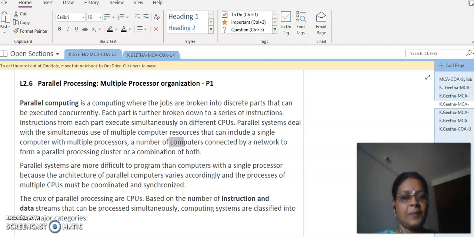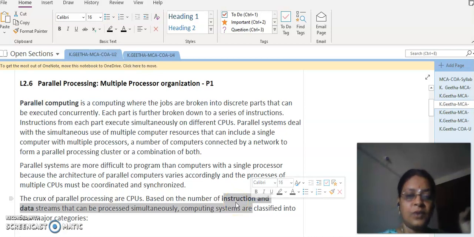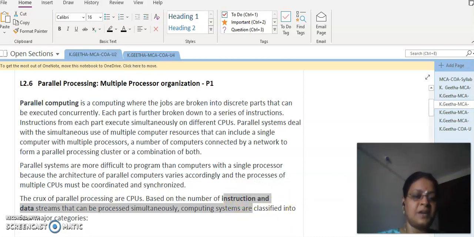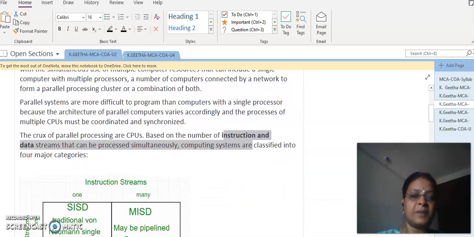So the crux of parallel processing is going to depend on the CPUs. Based on the number of instructions it is going to execute, and based on the amount of data it is going to operate on, we can have a classification of these parallel computing systems. Actually, there is a famous scientist by the name Flynn.